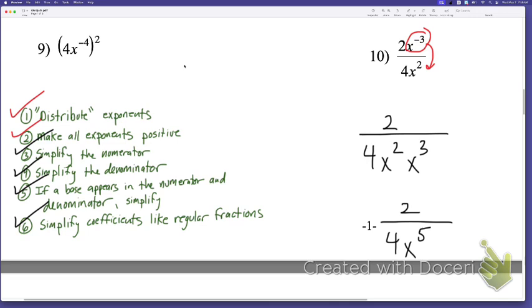So what would 2/4 simplify to? 1/2. So the final answer is going to be 1 over 2x to the fifth.